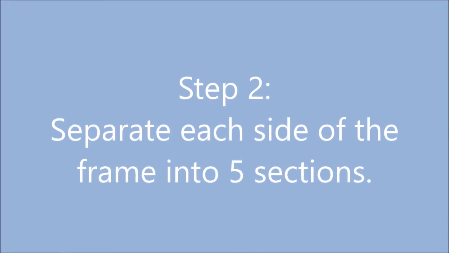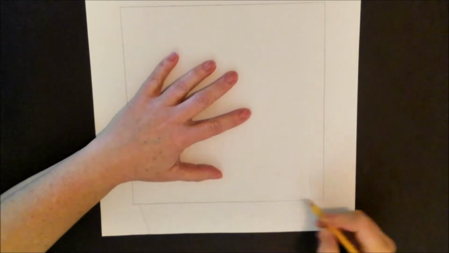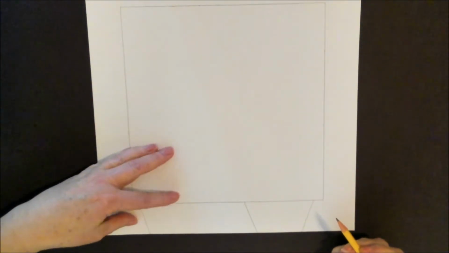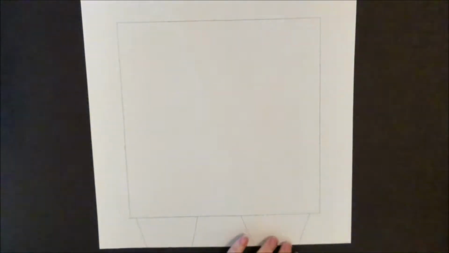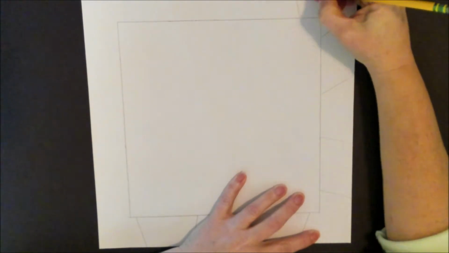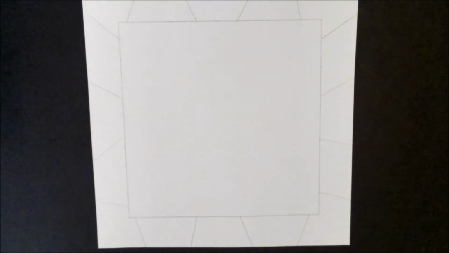Step 2 is to separate each side of the frame into 5 sections. Begin by drawing a slanted line by each corner of the square, and then do 2 more lines between those, making it fairly even. Once you have done that, you're going to repeat that on all 4 sides. Remember, draw 2 lines close to the corners and then 2 lines in the middle. This will leave you with 5 spaces on every side.